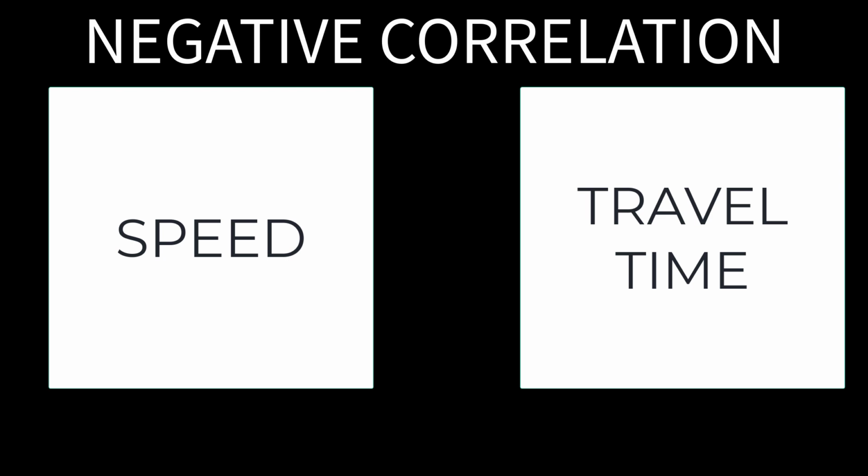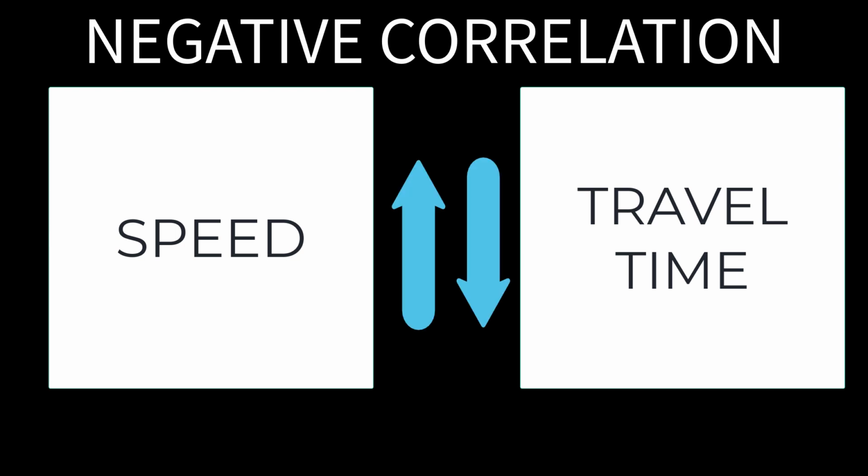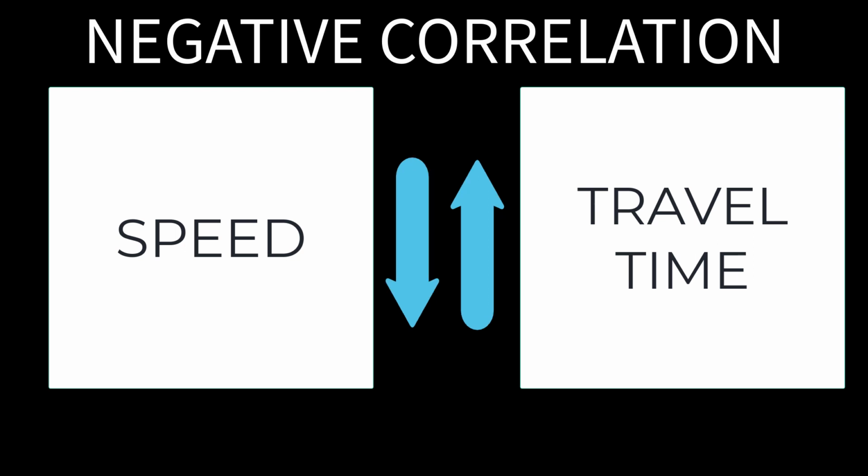In a different example, we can examine the following variables: speed and travel time. And this will illustrate a negative correlation. When something's negatively correlated, it means that when one variable goes up, the other variable goes down, and vice versa. In this example, speed and travel time are negatively correlated. So when speed increases, travel time decreases. And when speed decreases, travel time increases. In other words, they move inversely, or in the opposite direction in relationship to each other.